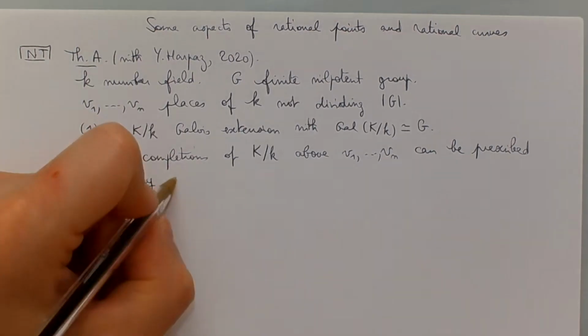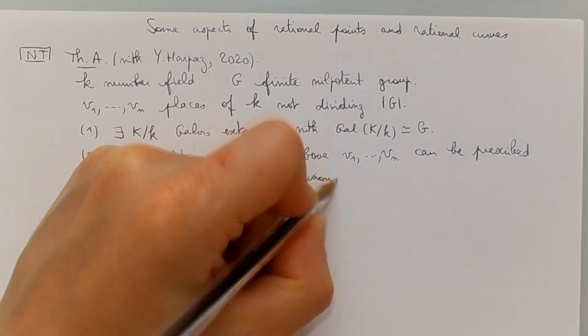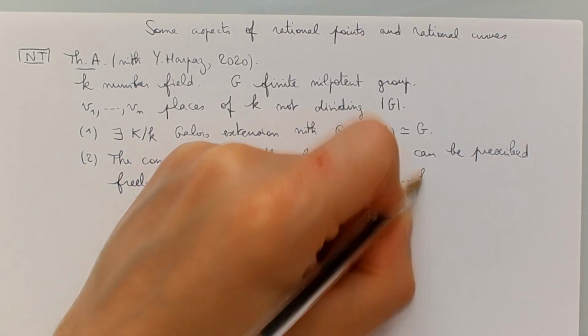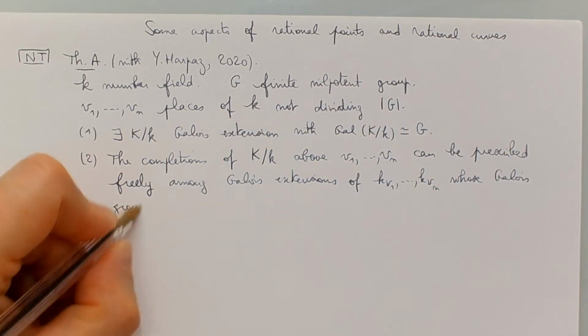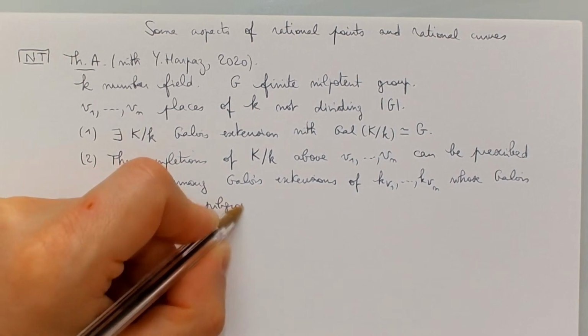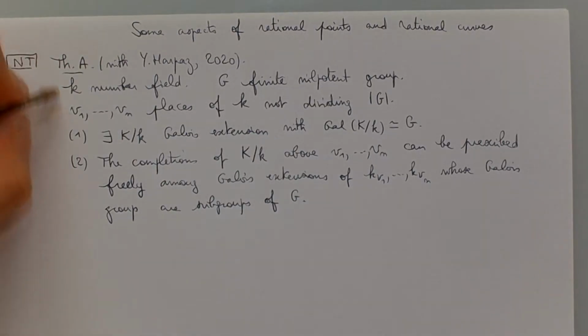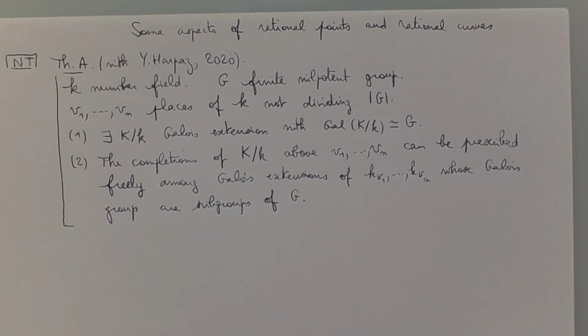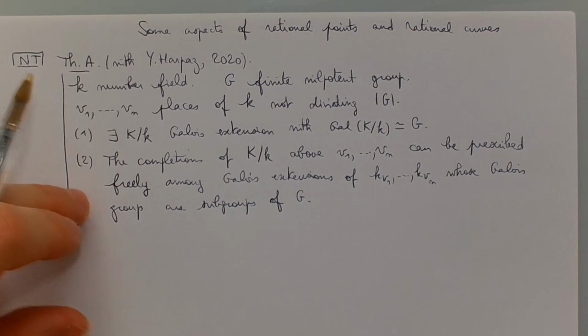So it can be prescribed freely among Galois extensions of the completions K_{v1}, ..., K_{vn} whose Galois groups are subgroups of G. Okay, so that's the statement. So again, the point is the second part. In other words, you can solve the inverse Galois problem over a number field K with arbitrary local conditions at any finite set of places that do not divide the order of G. So this is what's new, and the point is that this was not accessible with Shafarevich's methods.